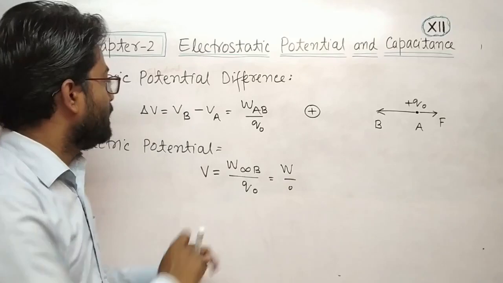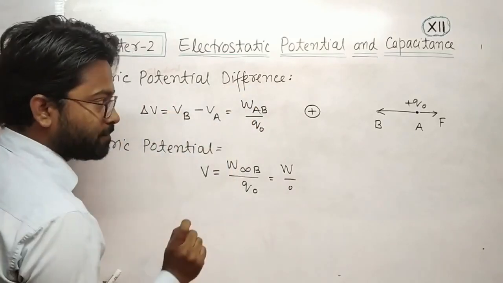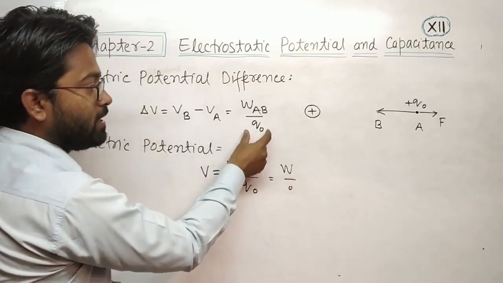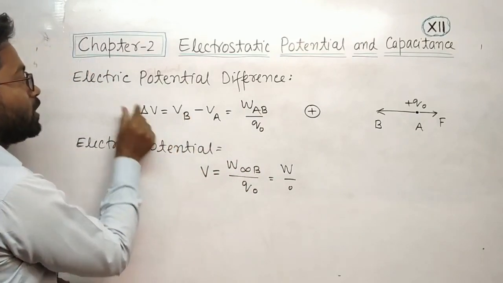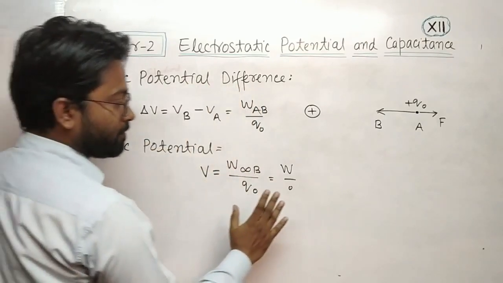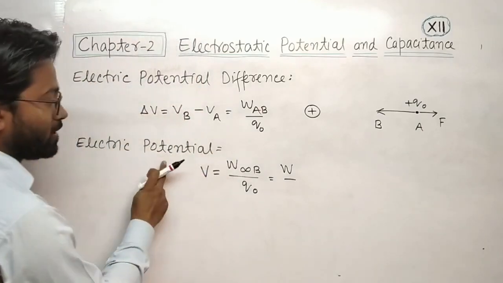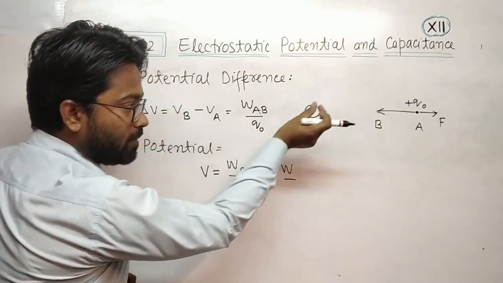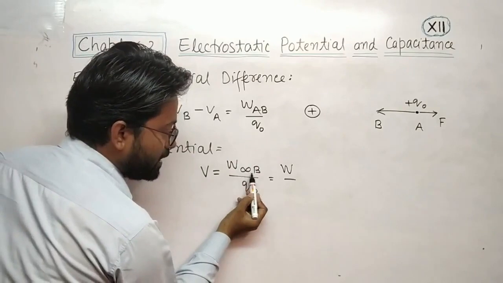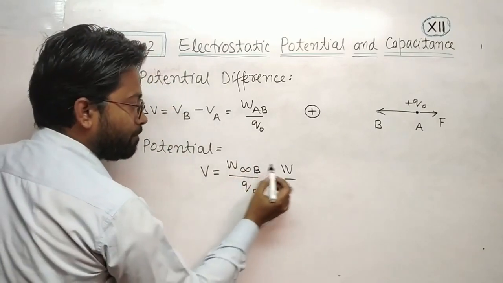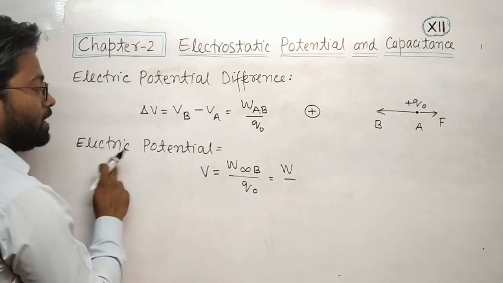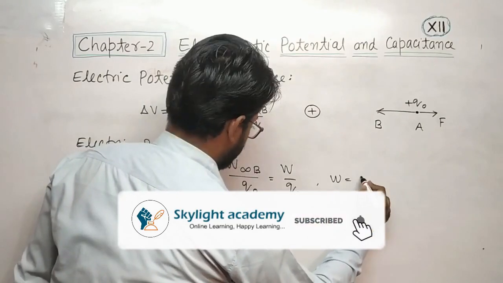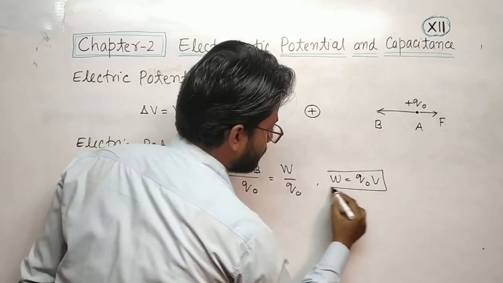unit test charge. The amount of work done from point A to B per unit test charge is called electric potential difference, and the amount of work done to carry a charge from infinity to a particular point, let us say B, per unit test charge is called electric potential, or we can say that W is equal to Q naught into V.